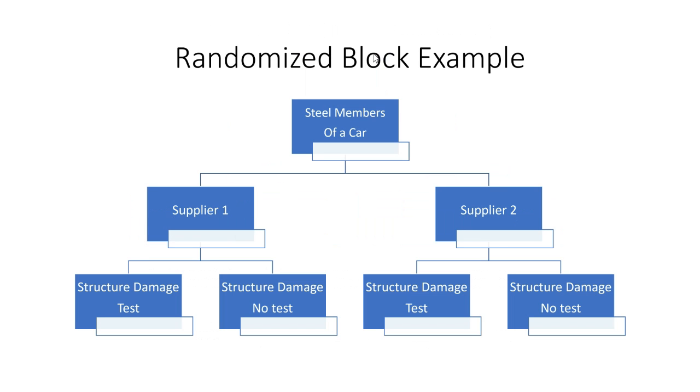Now to go to a more engineering example, we are going to look at the steel members of a car. Now, we get the steel members from two main suppliers. Those are our two blocks at hand. Following that are our two subgroups for each block, in which we will run structural damage tests on to determine if it is even a supplier issue. If not, then the experiment showed that the suppliers weren't an issue, and if the problem persists, then another experiment will follow.